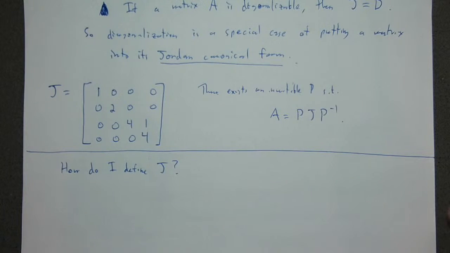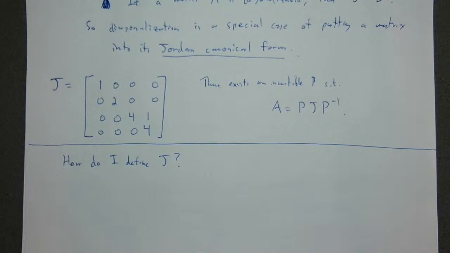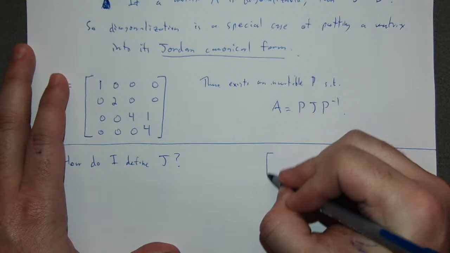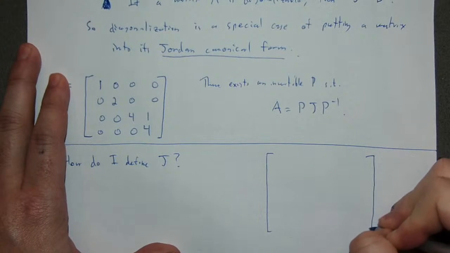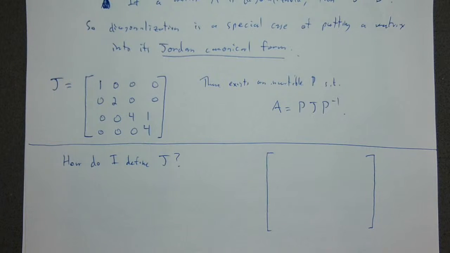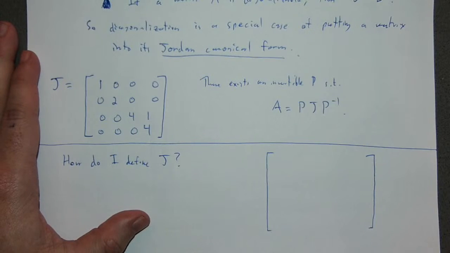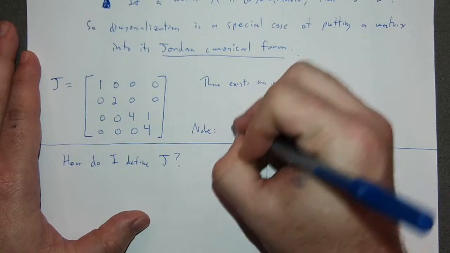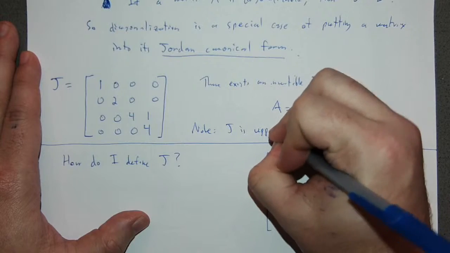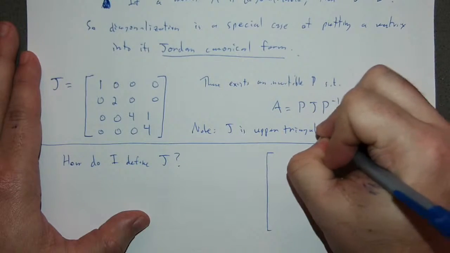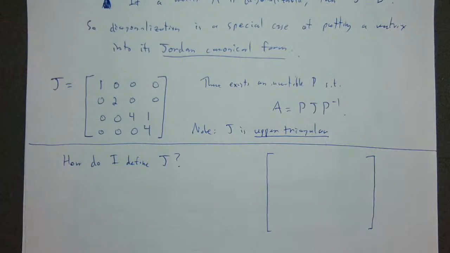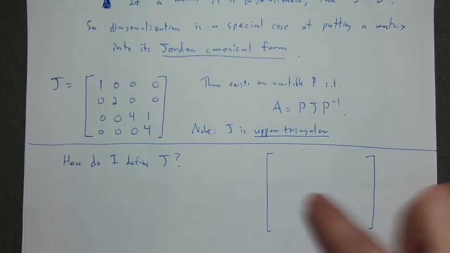Okay. So how do I define J? Maybe the best thing to do, rather than write out something, I'll just write out a big, huge block. So a Jordan canonical form is made up of blocks. Okay, so it's not diagonal, but it is upper triangular, right? So note J is upper triangular. So that's always going to be the case. Okay, these Jordan canonical forms are defined to be upper triangular. All right. So how do I define J?